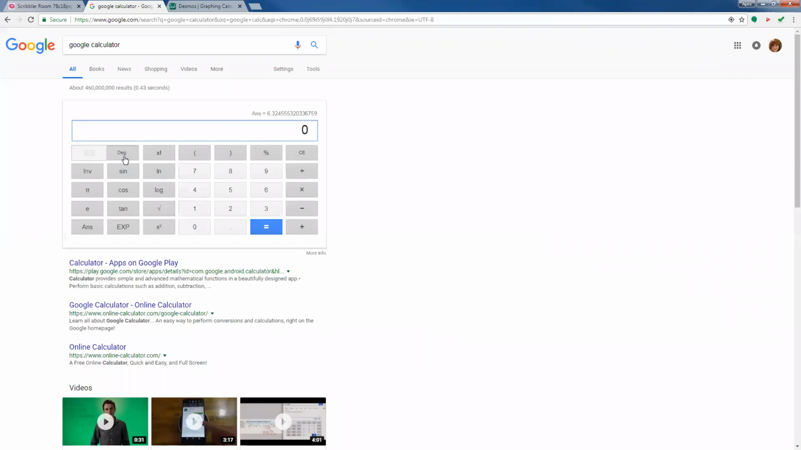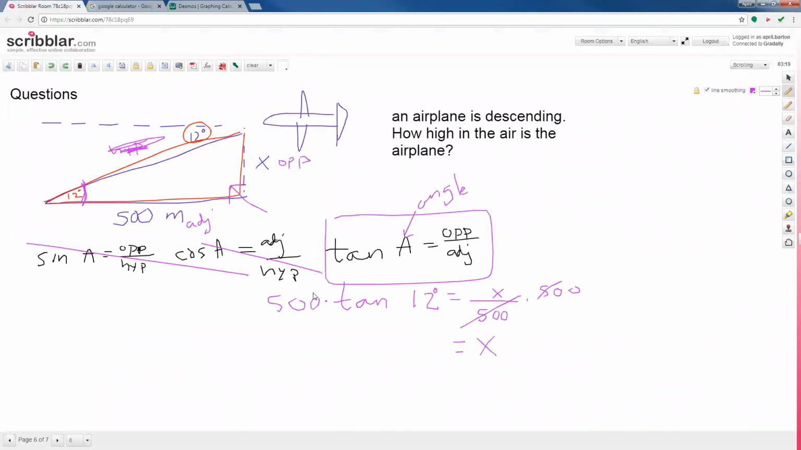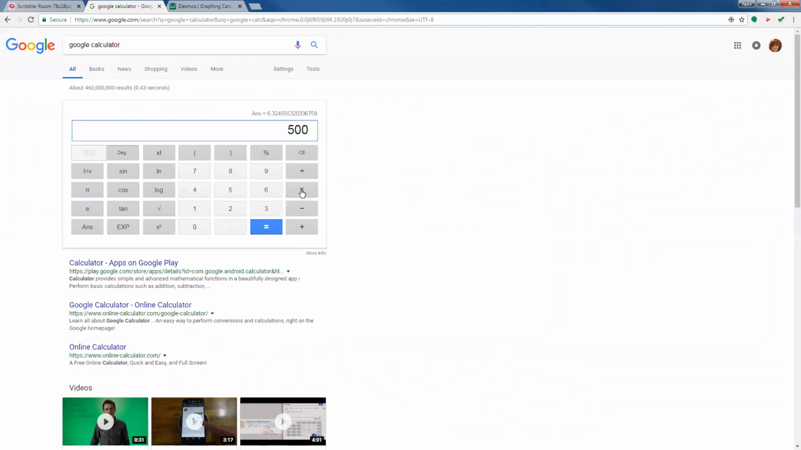Welcome, Calvin. We're finishing up a question on trigonometry, and then we'll talk about how to use a graphing calculator. So you want to make sure your calculator says degrees, and then we just type it in, 500 times tangent 12. And then we just hit equals, and it tells you the correct answer.